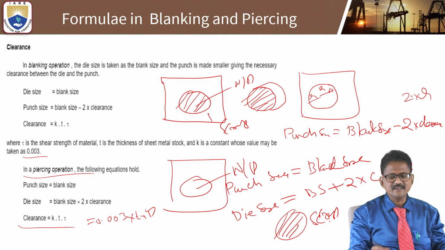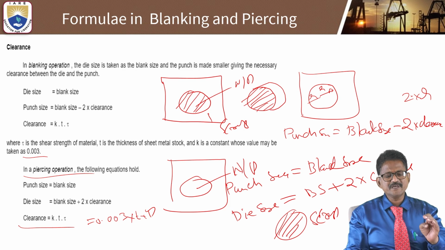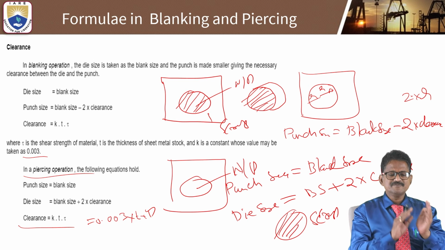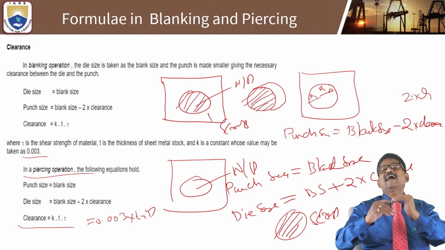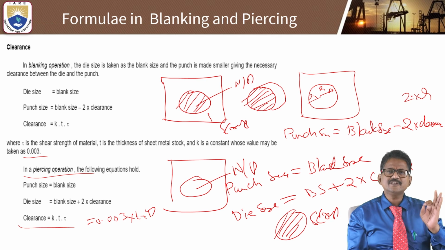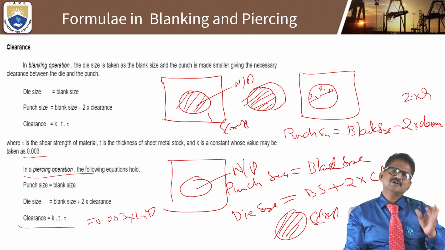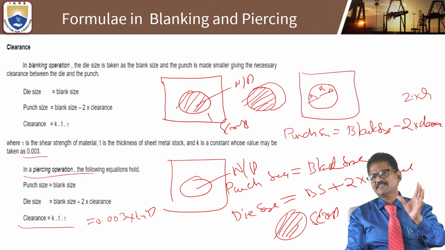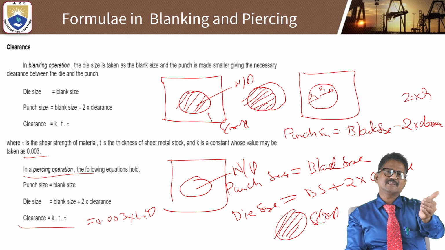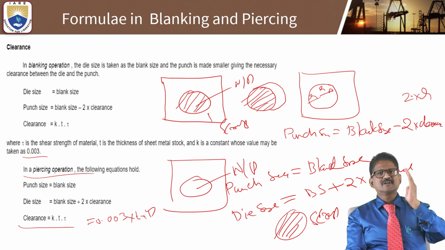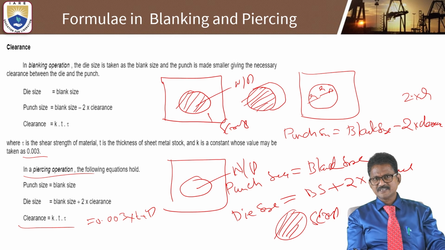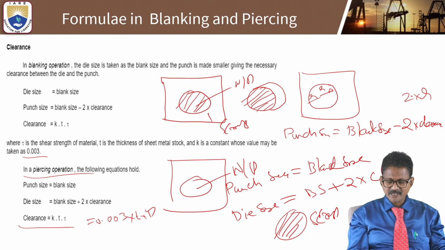That is why in a piercing operation the punch is equal to the blank size, and when you determine the die size you add the clearance. That is the only difference you have to remember. Students get confused about this in GATE examinations: in piercing you add the clearance, and in blanking you deduct the clearance. This is the only concept to be remembered.